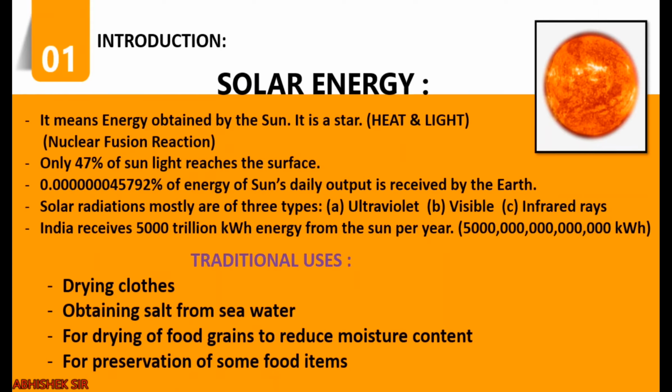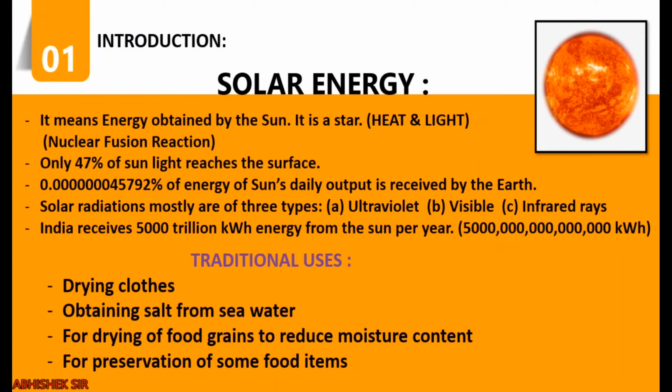That is solar energy. It is the energy obtained from the sun. As we know, the sun is a star, so it gives out heat and light. How? Because inside the star, a nuclear fusion reaction occurs, and due to that, it releases an enormous amount of heat and light. We will discuss the nuclear fusion reaction in later videos.